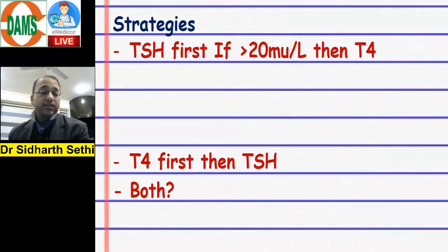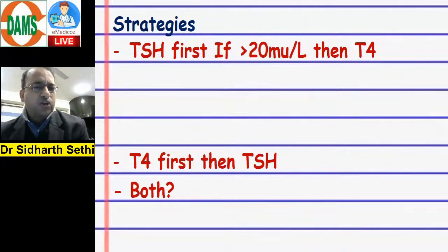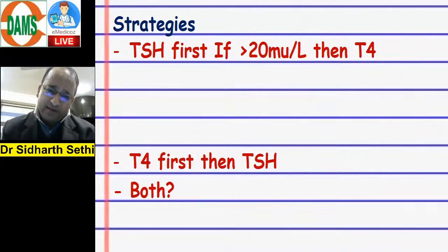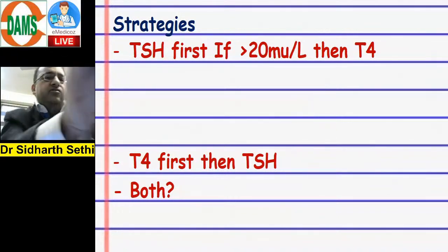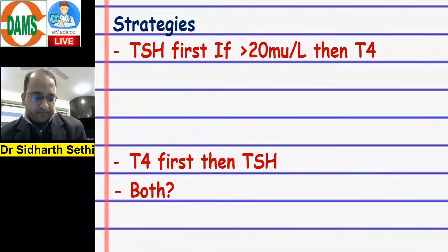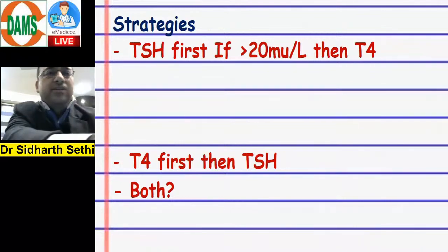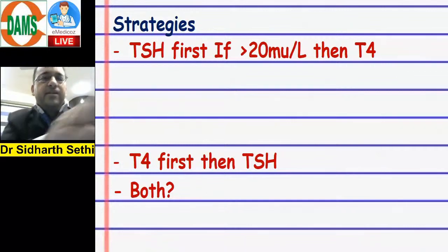Okay, so what are the strategies? So guys, my question to you is, what should be the strategy? TSH only? Okay, what should be the strategy? TSH only, or T4 first, or both? So I'll ask all of you, what do you think should be the best strategy?